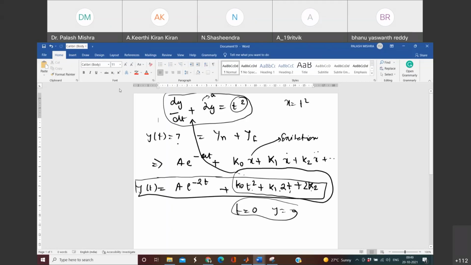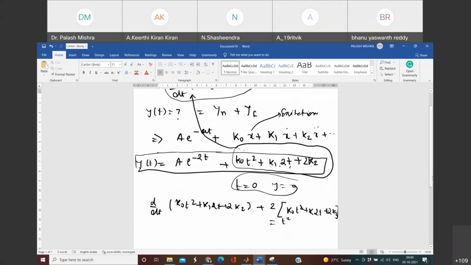So you put it in: d/dt of the complete thing, k naught t square plus k1 times 2t plus 2 times k2, plus 2 times y, where y is again y_f only, so k naught t square plus k1 times 2t plus 2 times k2. This will satisfy its own differential equation.